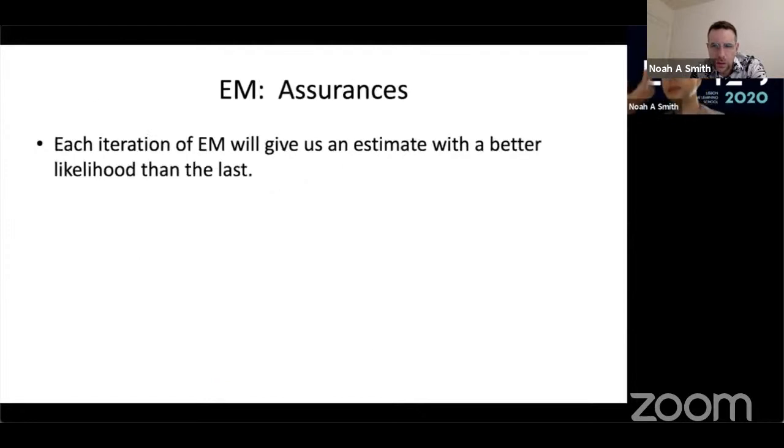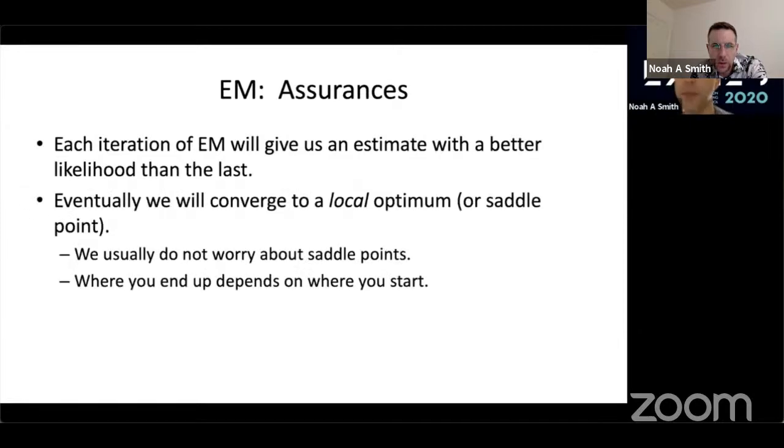Okay, so I've given you this algorithm. What can I promise you if you use it? I cannot actually promise you very much. Here's the good news. Every iteration that you run of the EM algorithm will improve the likelihood of your data. So you are, in fact, climbing up the likelihood surface, and you'll get a model that's a better fit to your training data every round. And eventually, you'll converge to a local optimum or a saddle point. In practice, we don't usually worry about saddle points, just like in deep learning.